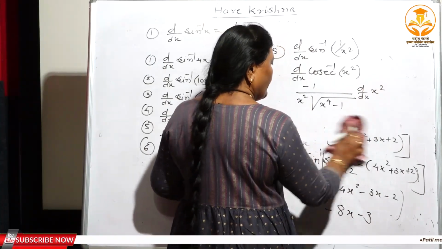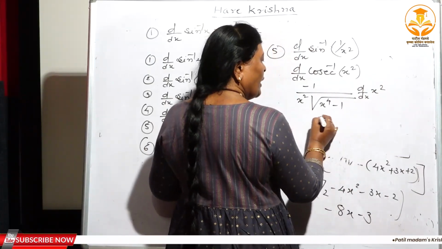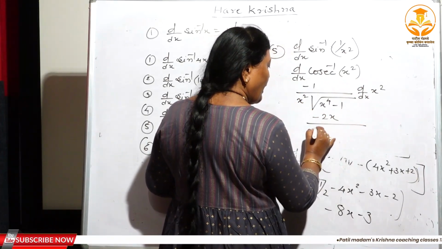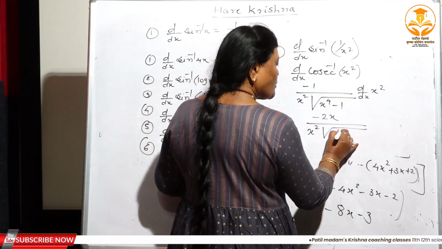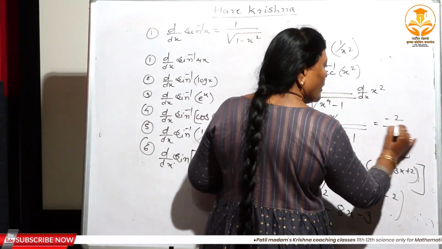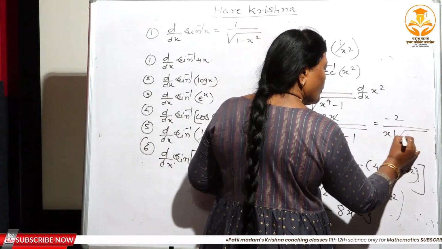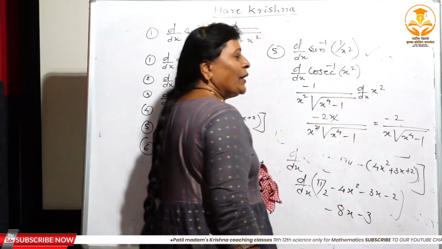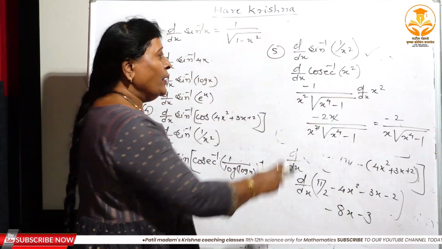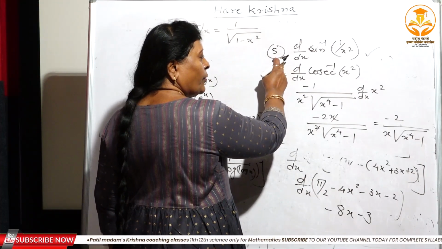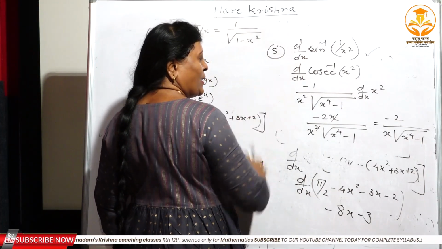Right? Therefore, what is d/dx of x square? That is equal to 2x. Therefore, here you have got minus 2x divided by x square root of x to the power 4 minus 1. Again, one x gets cancelled. You have got minus 2 divided by x root of x to the power 4 minus 1. Such tricks you have to remember. It's again very, very important, right? This is again an important problem from the point of view of entrance exams, isn't it?